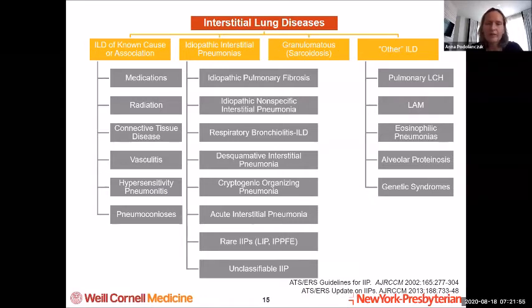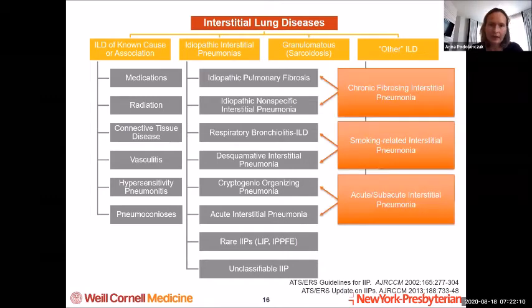We think they have a type of ILD that falls into this idiopathic interstitial pneumonia. They might have some overlapping features of a few of these different diagnoses, and we just can't make a more specific diagnosis, and so we call them unclassifiable IIP. In terms of the IIPs, they have been subcategorized a little bit more.